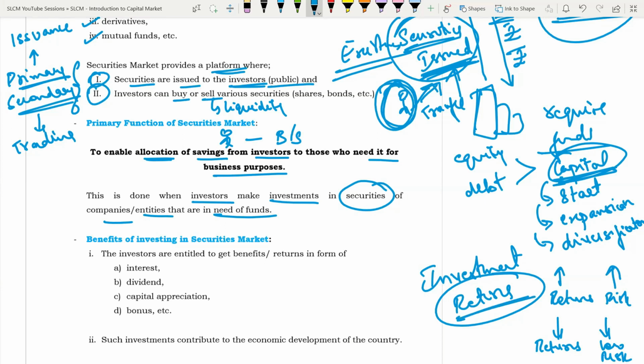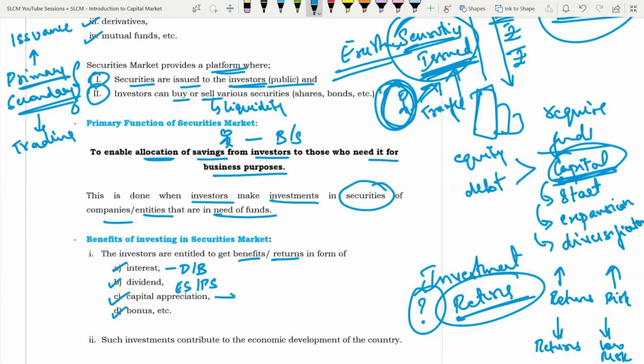Now, when you're expecting returns in the securities market, what are the different kind of returns that you can earn? We know that securities issued, either it is equity share, preference share, debentures, or bonds. So depending upon the security that you have made an investment in, you are going to earn your returns. The returns or the benefits can be in the form of interest in case you have invested in debentures or bonds. If you have made investment in equity shares or preference shares, your return is going to be in the form of dividend, capital appreciation, and bonus shares.